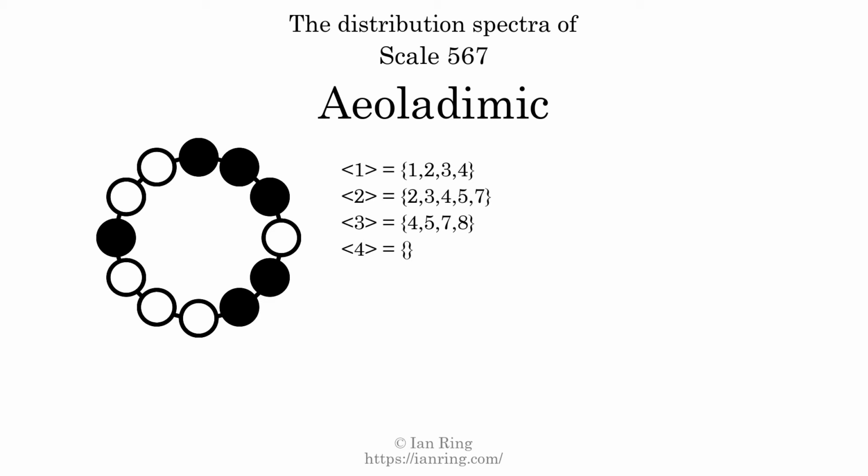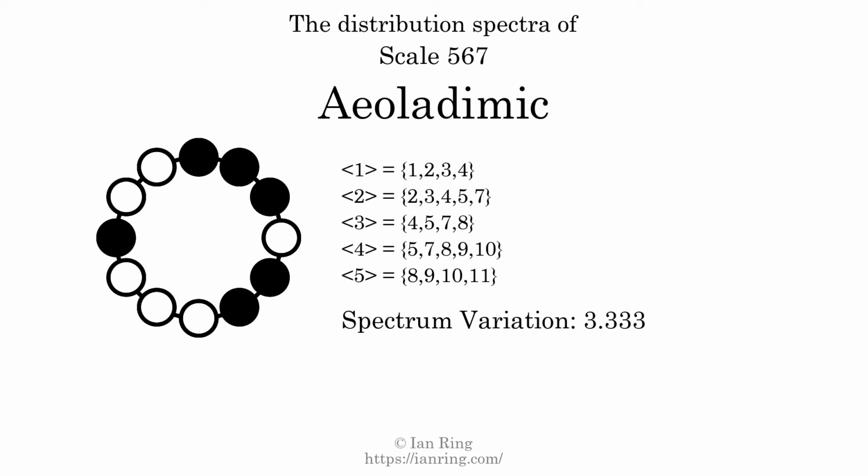The generic interval of 4 scale steps comes in 5 different specific interval sizes: 5 semitones, 7 semitones, 8 semitones, 9 semitones, and 10 semitones. The spectrum width of this generic interval is 5. And finally, the generic interval of 5 scale steps comes in 4 different specific interval sizes: 8 semitones, 9 semitones, 10 semitones, and 11 semitones. The spectrum width of this generic interval is 3. The spectrum variation is the sum of all the widths, divided by the number of tones.